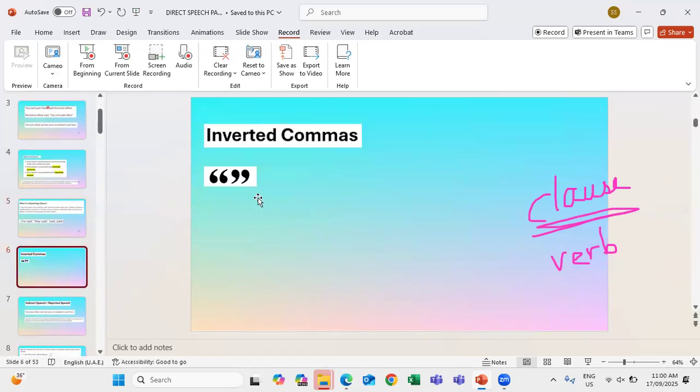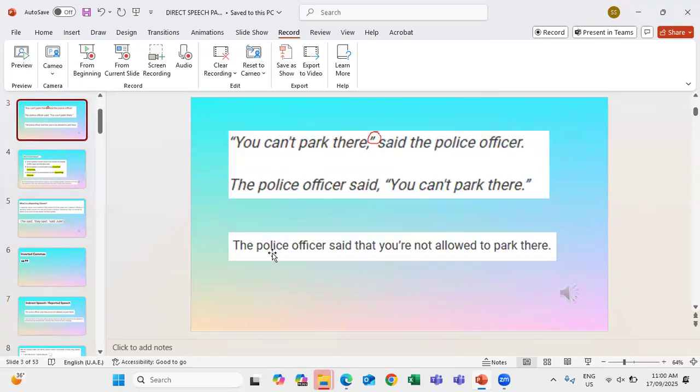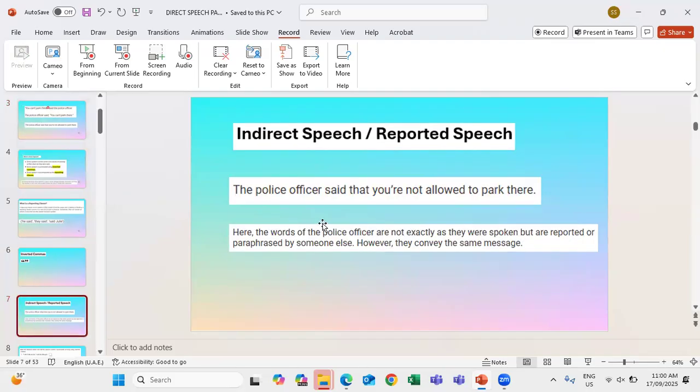Next, we already understood the meaning of the inverted commas. The purpose of inverted commas is to keep the direct speech within them. Next is indirect speech, or reported speech. Direct speech is the exact words spoken by the person. If we take the example, we had three examples here. The first two have inverted commas and direct speech, but in the third one there is no inverted comma and there is no direct speech. So what is it called? This is called indirect speech.